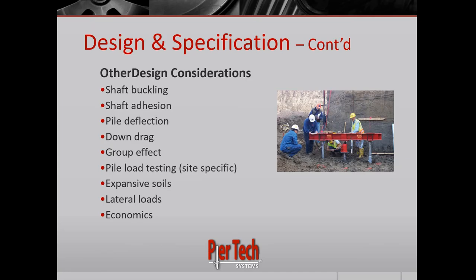Then you've got lateral loads. A small, slender helical pile will only resist maybe 500 to 1,500 pounds of lateral load, depending on the soil condition. So if you have to have higher lateral load requirements, you may have to increase the shaft diameter, encase it in concrete, or put the piles in at a batter to take up that lateral load.